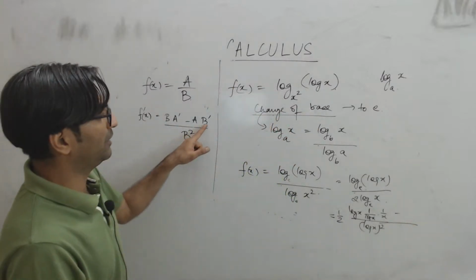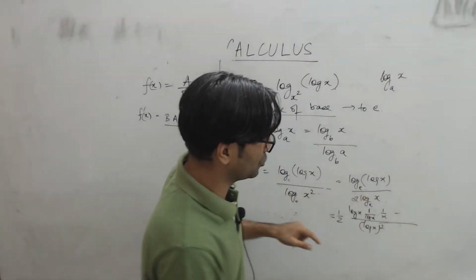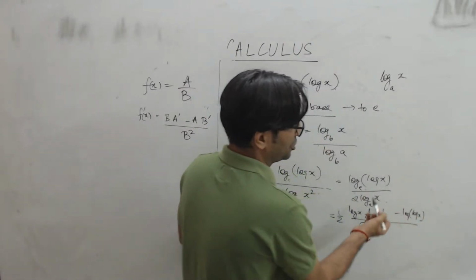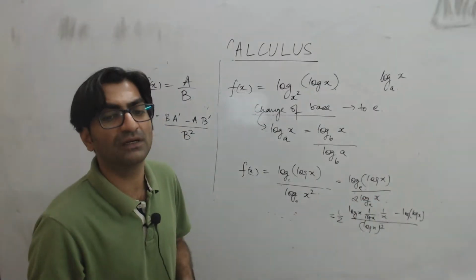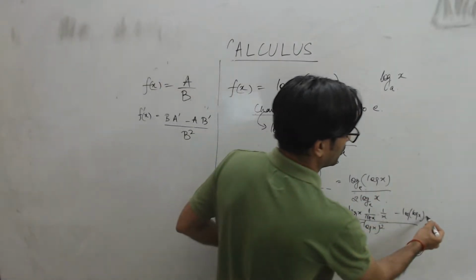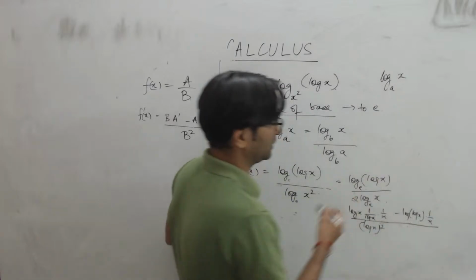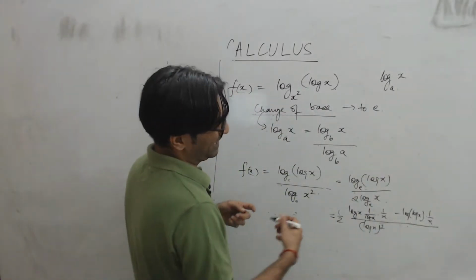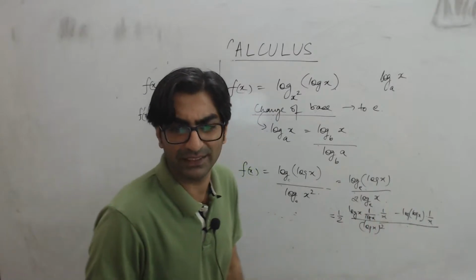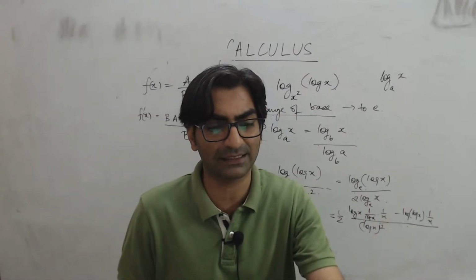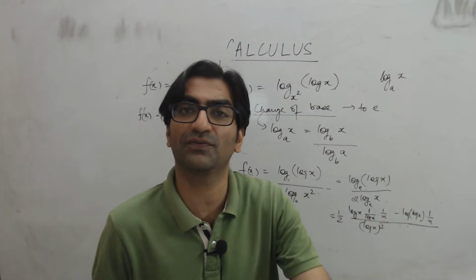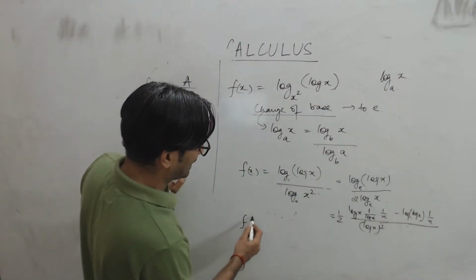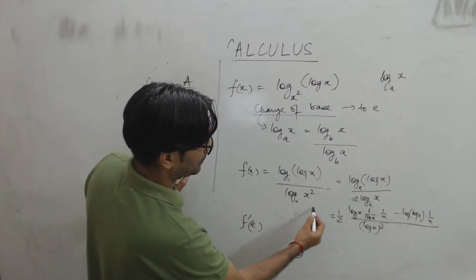Minus a into b dash. So minus the numerator itself, log of log x, into differential of the denominator. What is the differentiation of the denominator? That's going to be 1 by x. So this is the differentiation that I get. Now instead of trying to simplify this, you read the question and it asks you for the value of the first derivative at E. So you want f dash x at E.